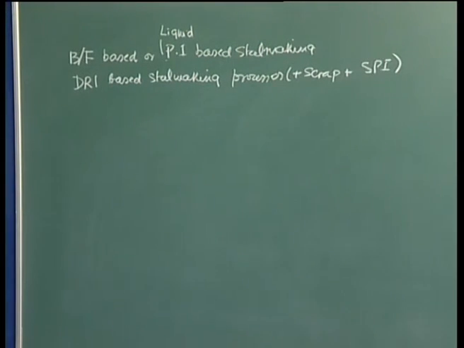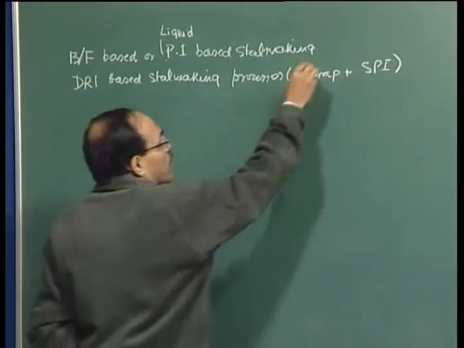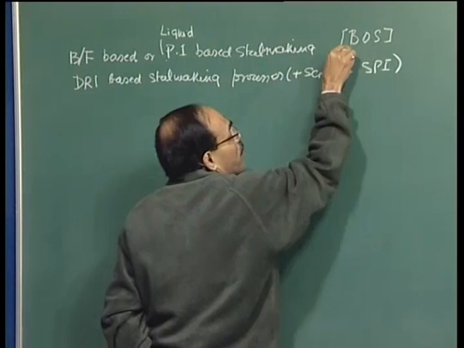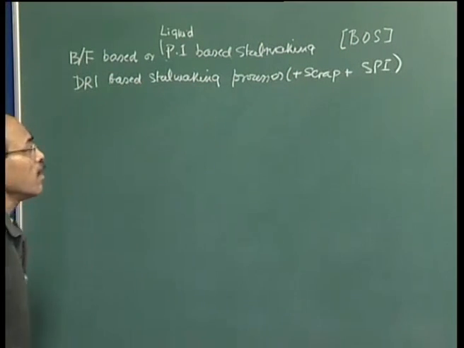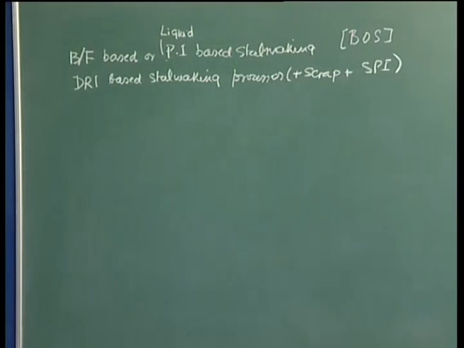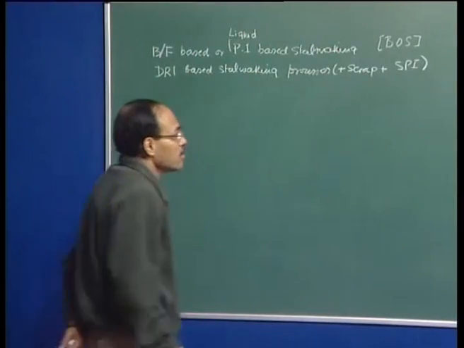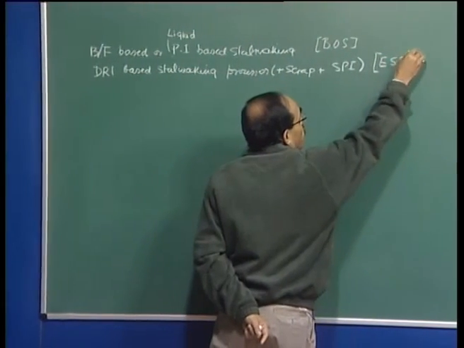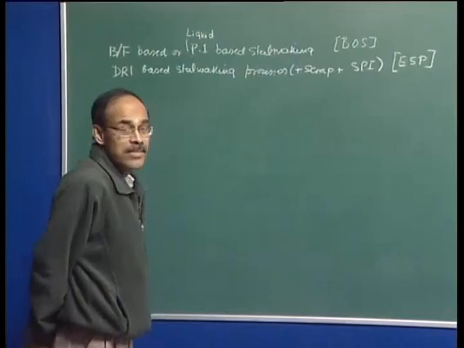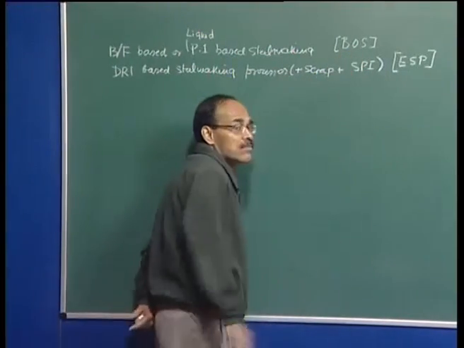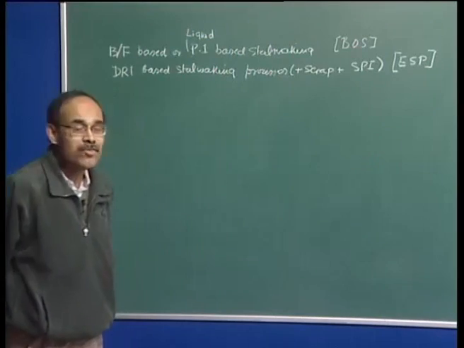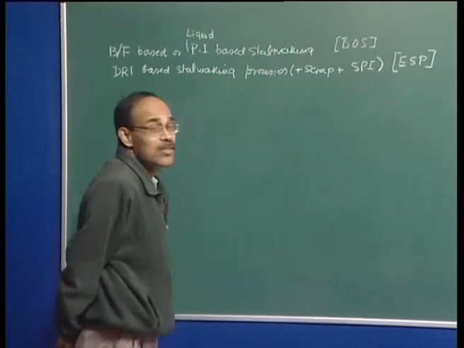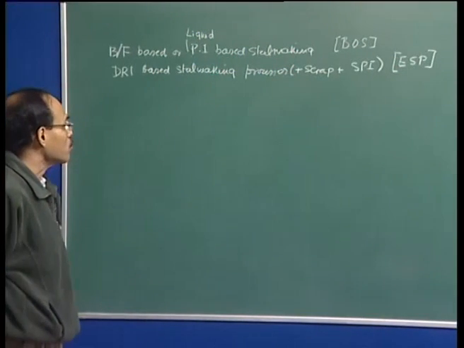So, liquid pig iron based steel making processes essentially are the oxygen steel making processes, which we say as basic oxygen steel making process. On the other hand, DRI based steel making processes are termed as the electric steel making processes. The furnace in which BOS is carried out is termed as the BOF, basic oxygen furnace. The furnace in which electric steel making is carried out is the electric arc furnace, as we all know.